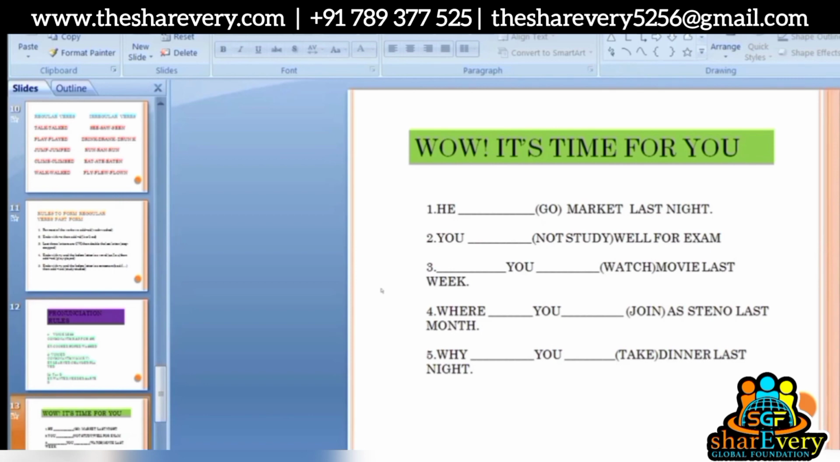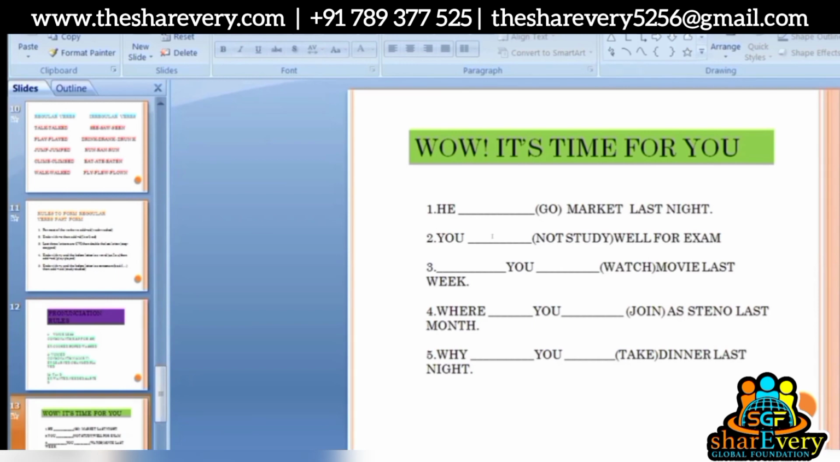See, last week, last month, last night. These are the key words to identify that it is in past form. So with this, you can easily write: He went market last night. Very good. The "went" is nothing but "did go." In British English, we use "did go." "Did go" is nothing but "went." Very good. Next. You dash not study well for exam.